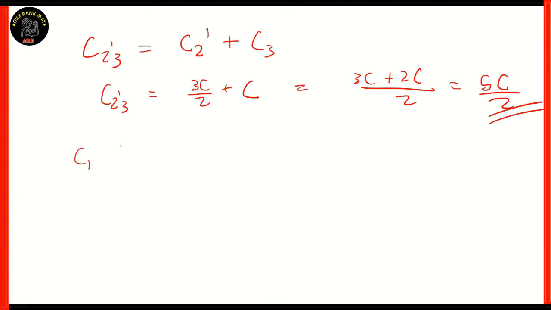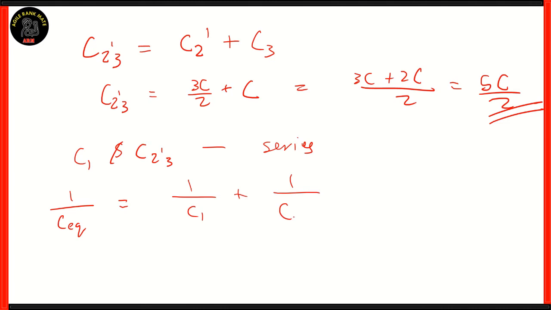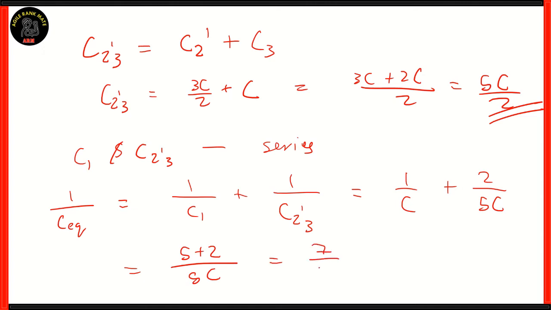So therefore, when we acknowledge that, we will find out the equivalent capacitance of the whole circuit, which will be calculated like this. The reciprocal of the equivalent capacitance would be 1 by C1 added to 1 by C2-3, which will now turn out to be 1 by C plus 2 by 5C. Now we'll have to make the denominator same, so we multiply 5 to 1 by C. So what we get is 5 plus 2 over 5C, which is equal to 7 over 5C. This is the value of the reciprocal of the C equivalent.